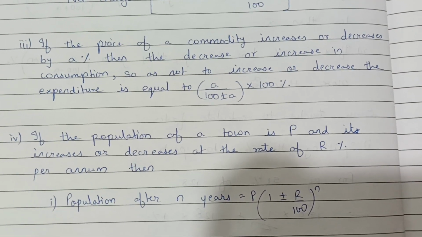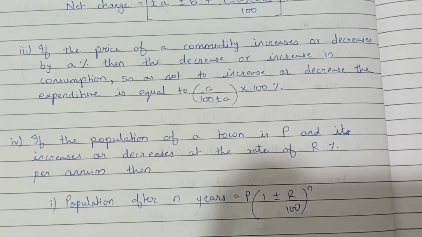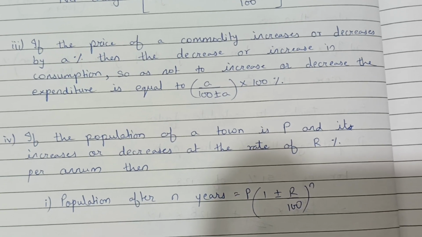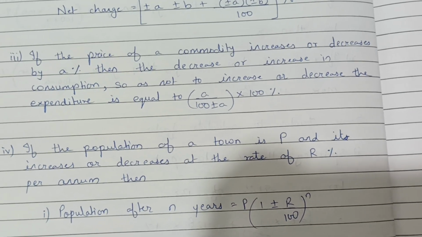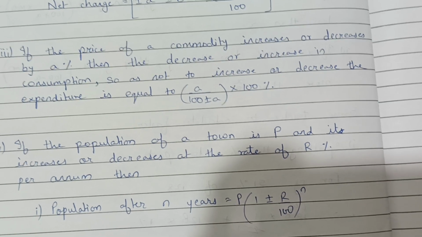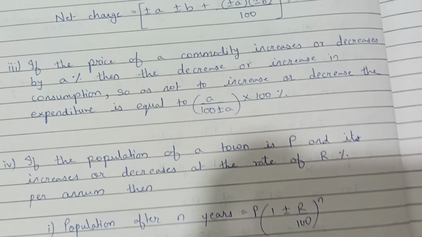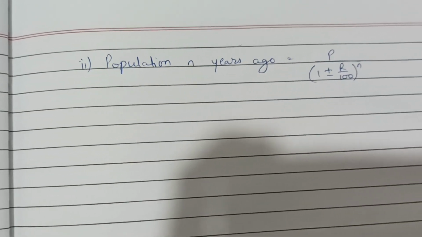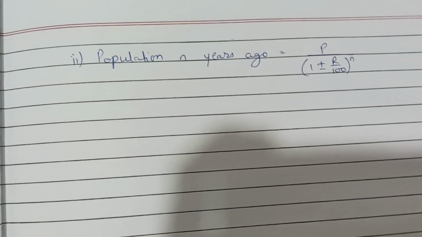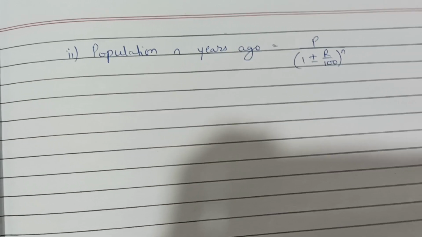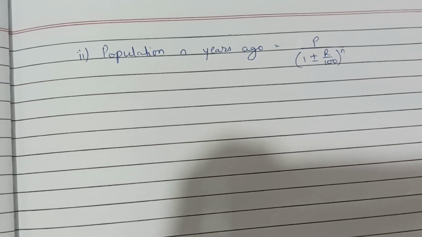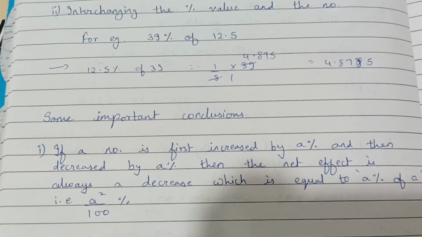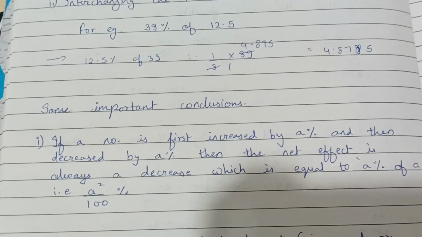If the population of a town is P and it increases or decreases at a rate of r% per annum, then population after n years is P into 1 plus or minus r upon 100 raised to n. Population n years ago is equal to P upon 1 plus or minus r upon 100 raised to n. So again I am telling you, you have to read, memorize, learn the formulas.